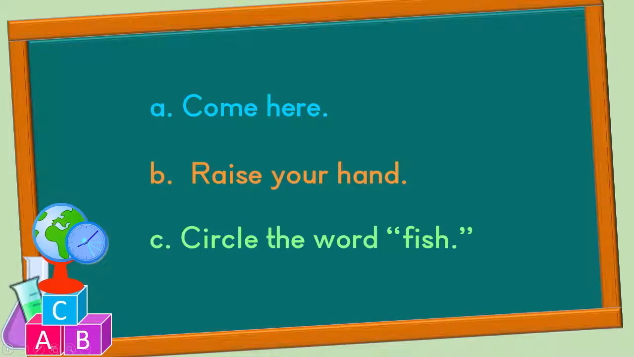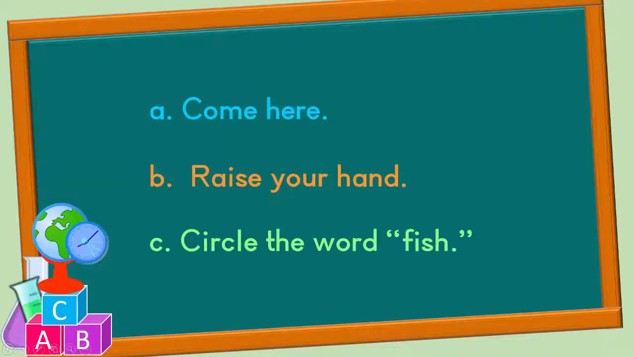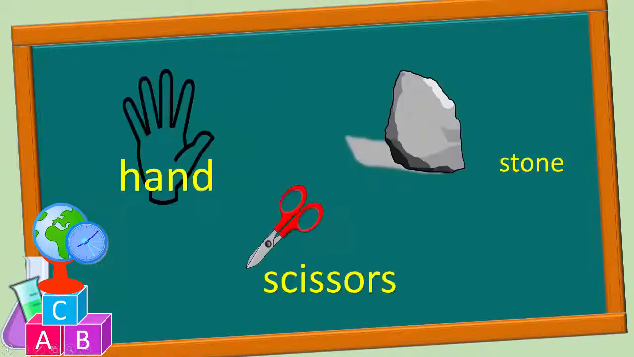If you want to speak in the class, what will you say? Is it A, come here, or B, raise your hand, or C, circle the word fish? The correct answer is raise your hand. Let's review these three words, paper, scissors, stone. Do you remember them? Hand, scissors, stone.